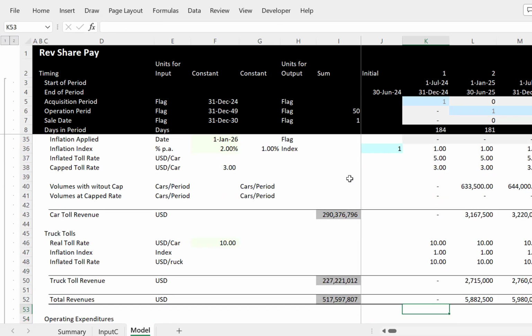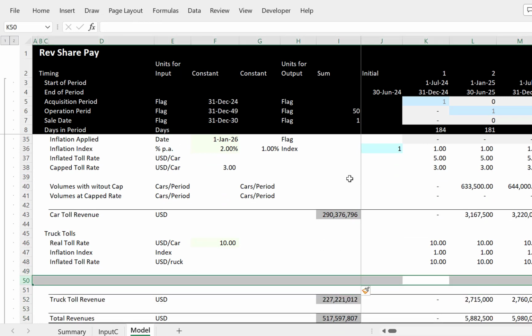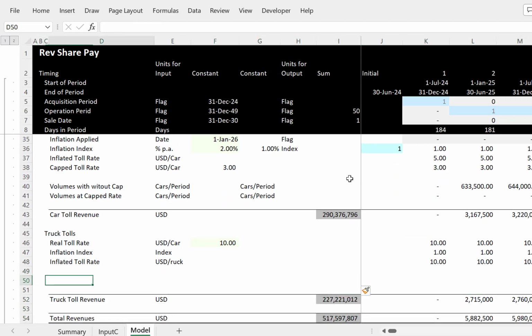And if we better be consistent then with the trucks and put truck volumes, right? And then here, this is per truck.